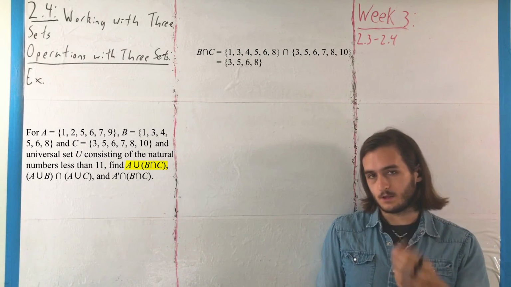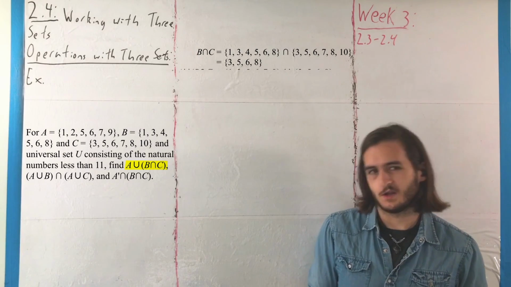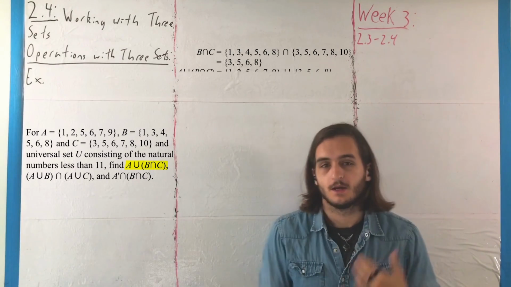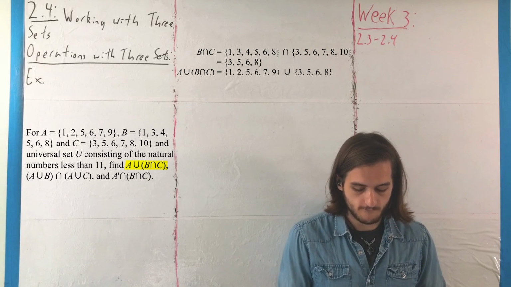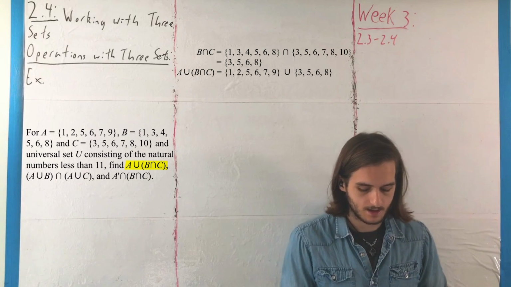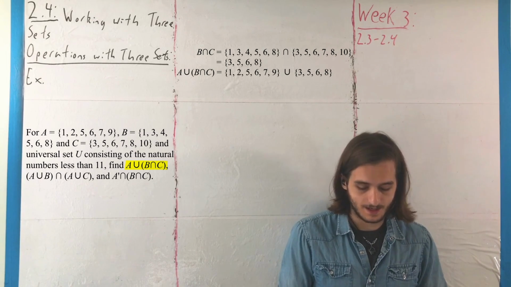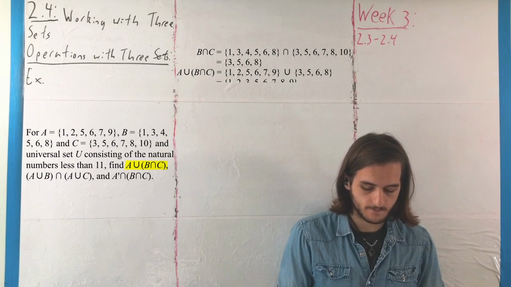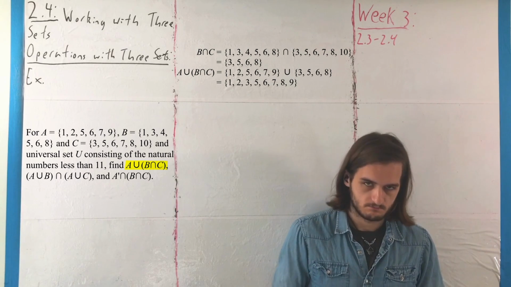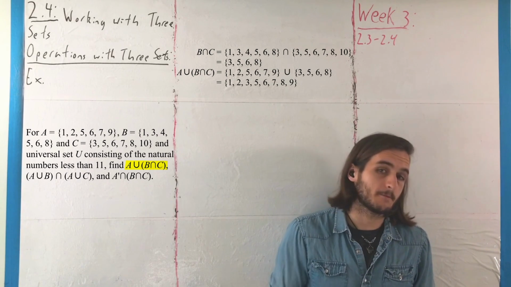Meanwhile, we take that in union with A. So we're taking the union of 1, 2, 5, 6, 7, 9 with 3, 5, 6, and 8 to get basically everything except for 10 and 4. 1, 2, 3, 5, 6, 7, 8, 9. So far, so good. It's the same sort of operations as before.